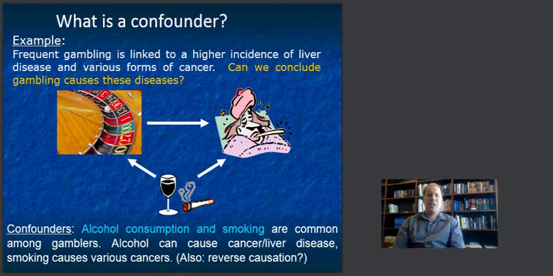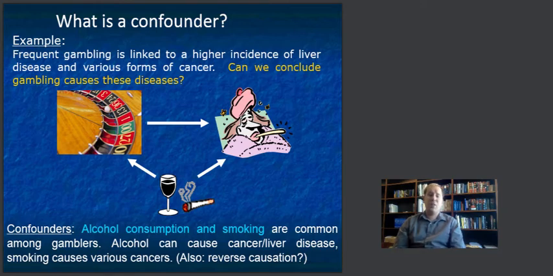So, we can say that there are potential confounders here. Alcohol consumption and smoking are common among gamblers. Alcohol is a known cause of cancer and liver disease, as well as smoking causes various forms of cancer. Also, never forget directionality in this issue. Reverse causation has to be ruled out too, besides confounders, in order to know about causation.